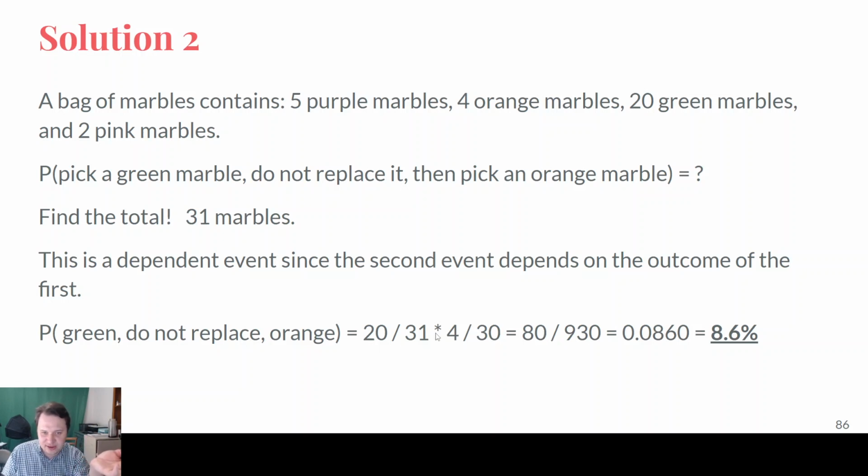20 times 4 is 80. Multiply the denominators together to get 930. Remember, when we multiply fractions, it's top times top, bottom times bottom. Then I divide that, convert it to a decimal, then convert it to a percentage. So in this bag of marbles, there's an 8.6% chance of picking a green one, not replacing it, shuffling, and then picking an orange one.